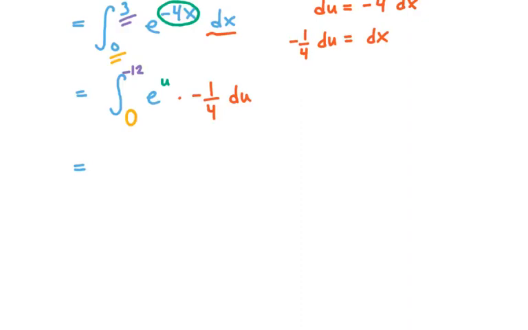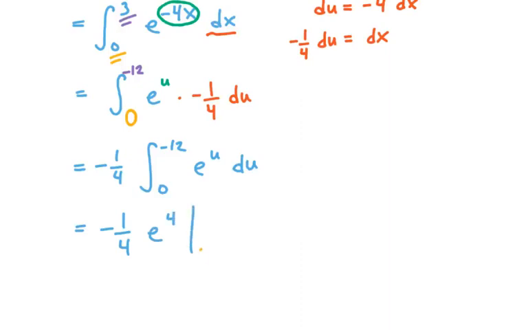So I'm going to kick this negative 1/4 out front and just rewrite it one more time in one color just so we can take a step to integrate. So when we integrate e to the u, we just get back e to the u. And this is a definite integral, so now we'll spend some time evaluating from 0 to negative 12.